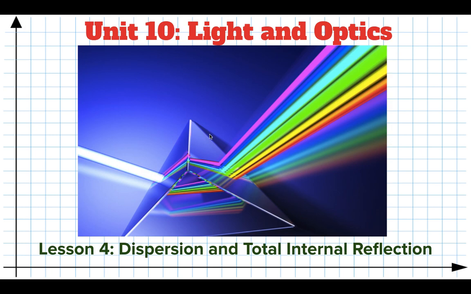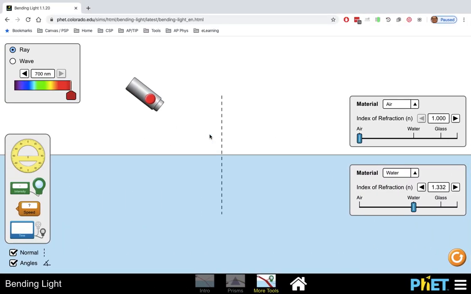To lesson 4, dispersion and total internal reflection. Okay, so one of the interesting things about light is that it slows down when it goes from one material to another, and this causes it to refract or bend.